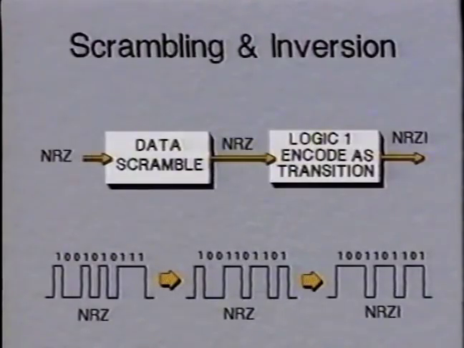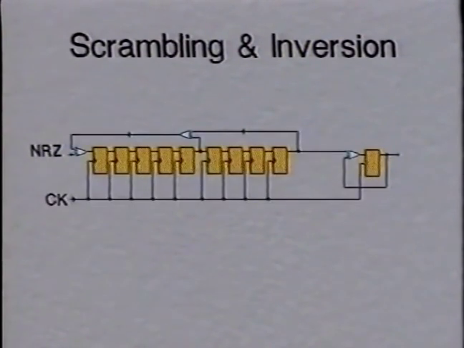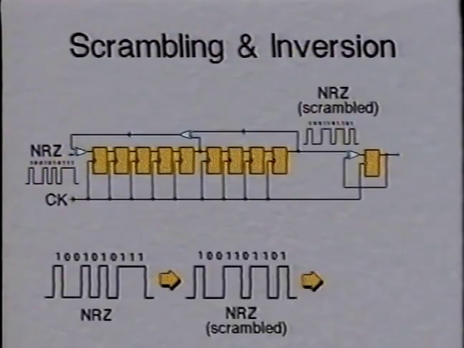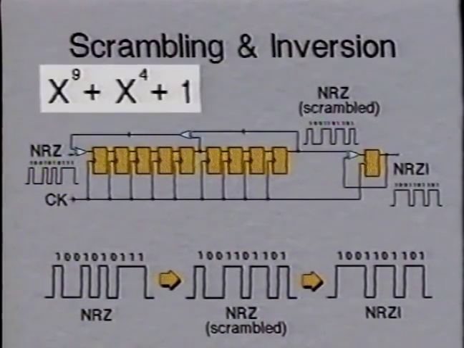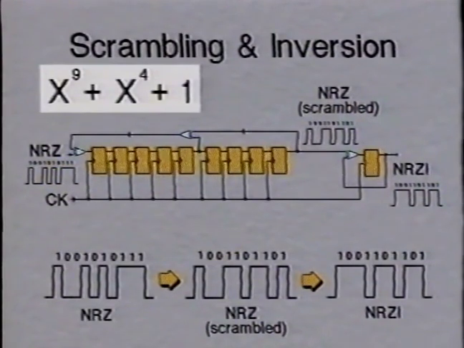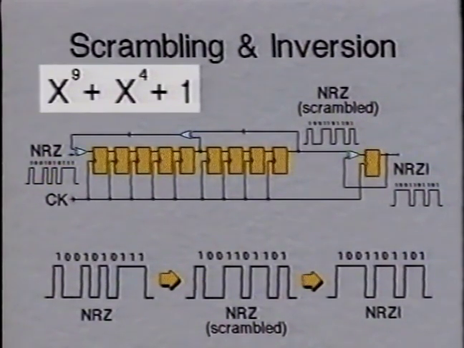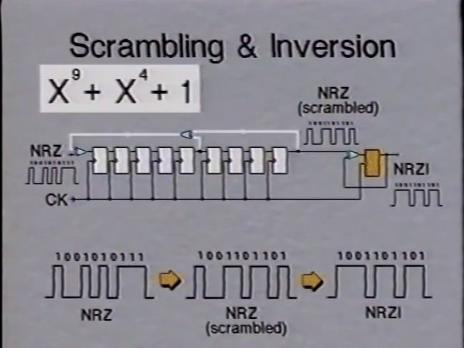Let's look at these processes in more detail. The circuit looks like this. The signal is scrambled and then inverted. The algorithm for the scrambling is x to the 9th plus x to the 4th plus 1, and we can see it is implemented here with the shift registers, with added feedback.